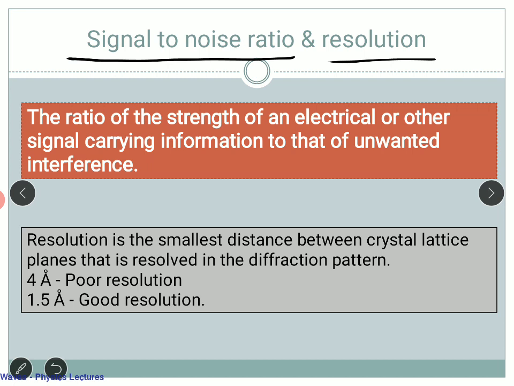If you use an electric circuit, you also have a lot of noise. So basically what happens with signal to noise ratio? If you have a signal on this side and the noise is here, now if you have a high value here, what does it mean?